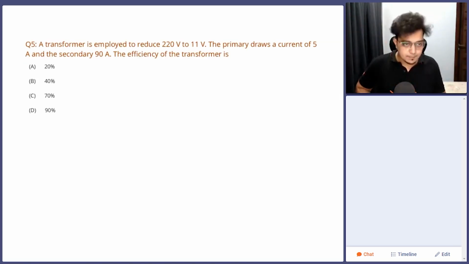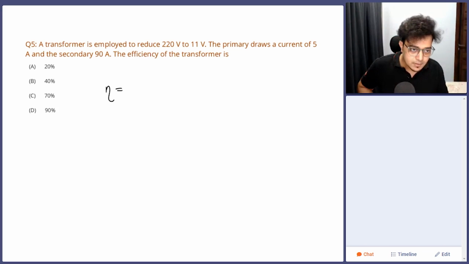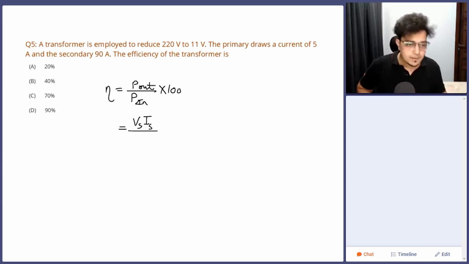Transformer is employed to reduce 220 volt to 11 volt. Primary current is 5 ampere, secondary current is 90 ampere. Efficiency of the transformer is a very simple question, straightforward formula application question. Efficiency of the transformer is power output upon power input into 100. Now power here will be voltage in secondary, current in secondary. V into I will become power, and voltage in primary into current in primary into 100.